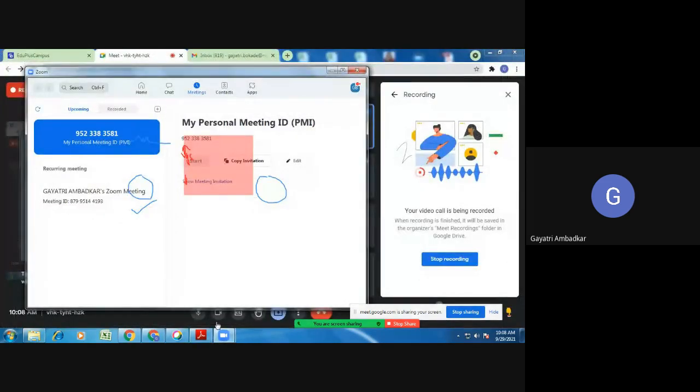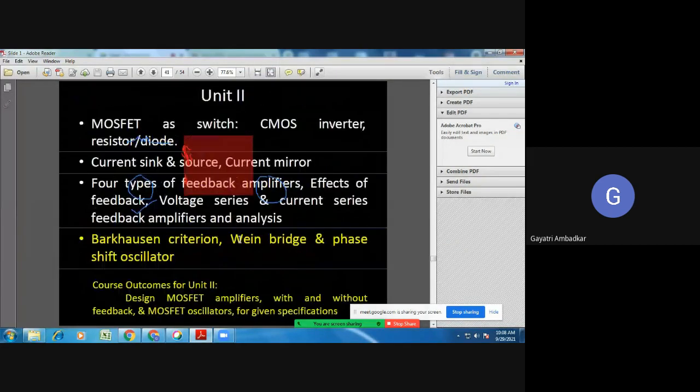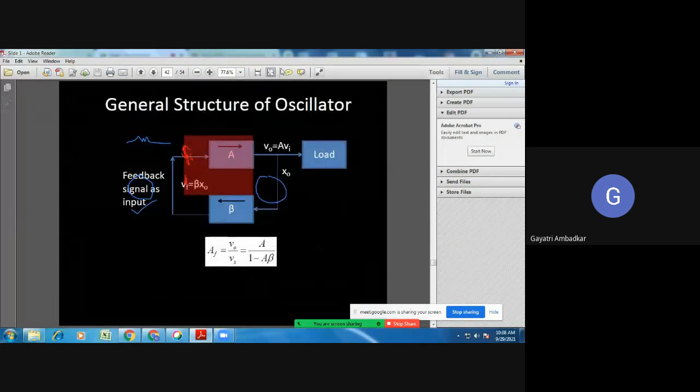Now let's move on to an important topic. We have only 5 minutes. Have you marked your attendance? I'll tell you about Barkhausen's criteria.